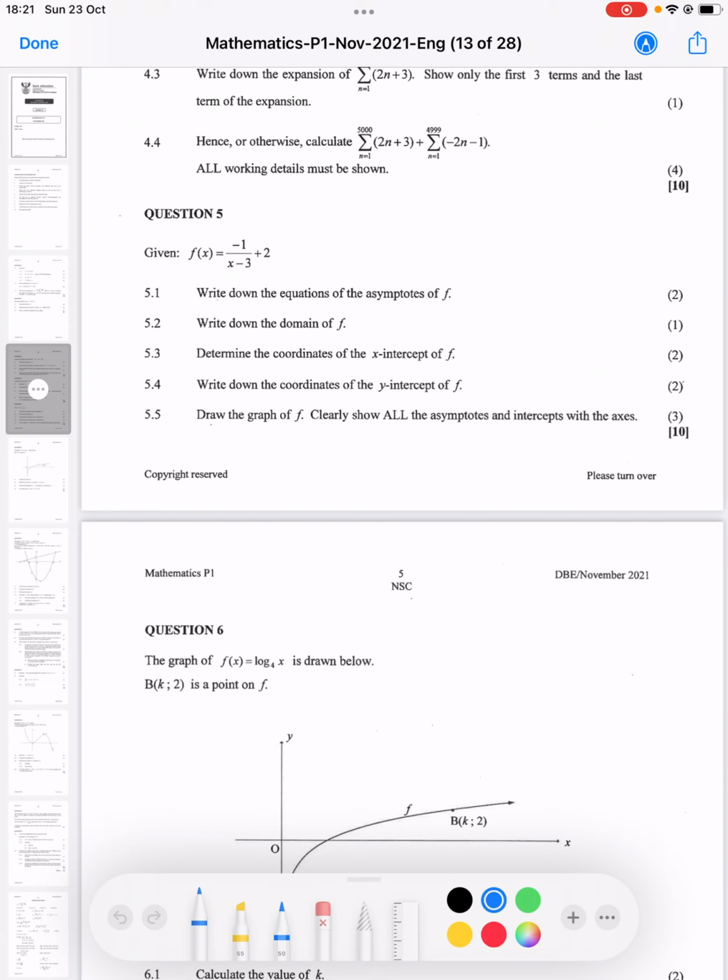So in today's lesson, I'm going to quickly take you through question number 5 of this 2021 November paper 1 mathematics exam paper. So just make sure, guys, that you pay full attention to all the details.